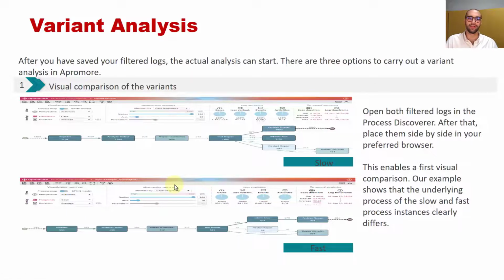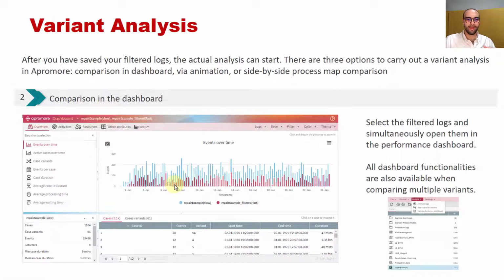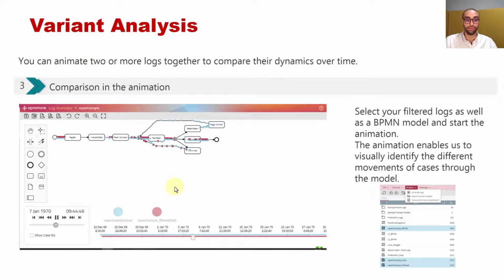The second way of performing analysis is to use multiple log dashboards. As you can see here, we have two logs in our dashboard and we can compare different things like events over time, work in progress, the frequencies of activity occurrences per case, and more. And also we can perform an animation for two event logs together, and that will help us to have an idea about the different bottlenecks over time of the two event logs that we have. We can start with the first example.